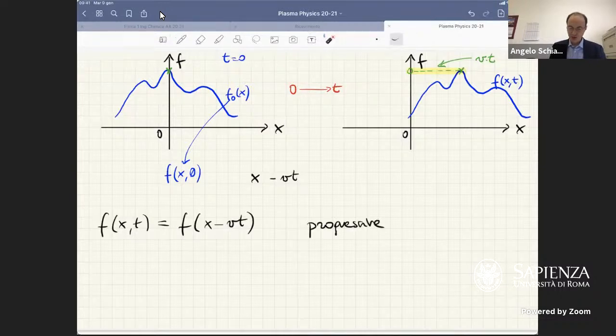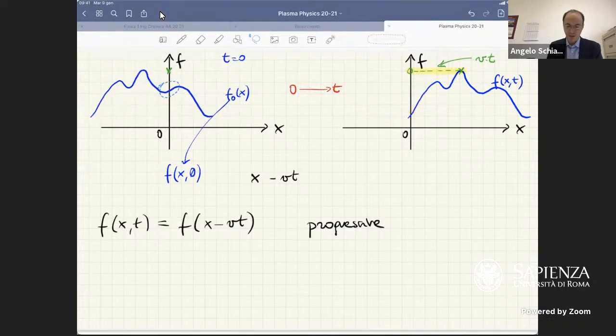If you change a plus here for the minus, then what is changing is the sign of the speed, and the profile moves in the opposite direction. So if you put a plus here, it means the profile is moving with respect to time in the opposite direction. Let's leave it where it was.